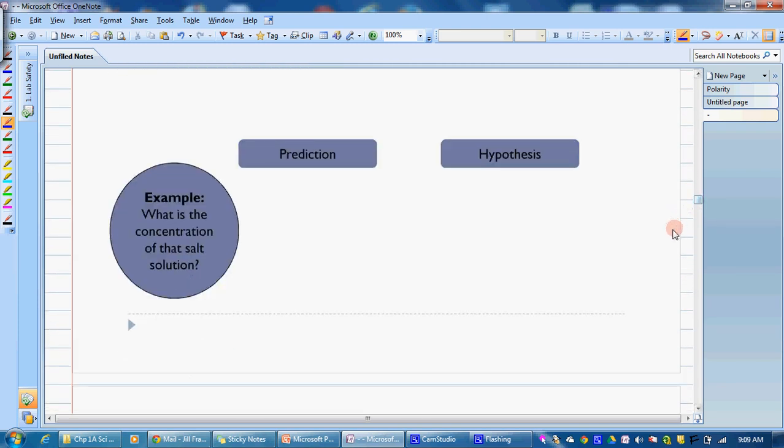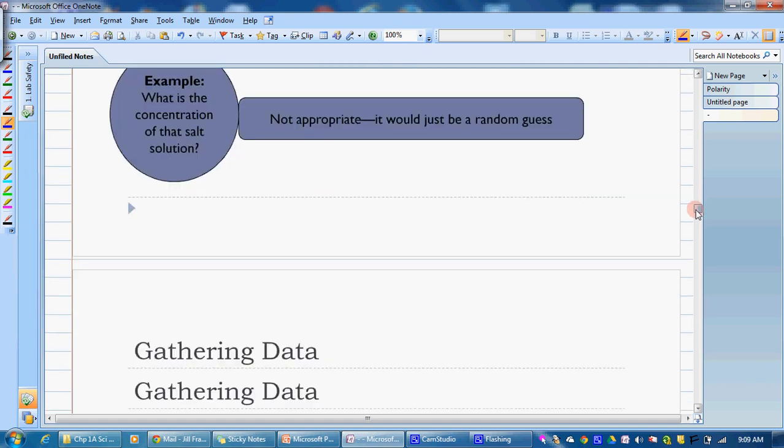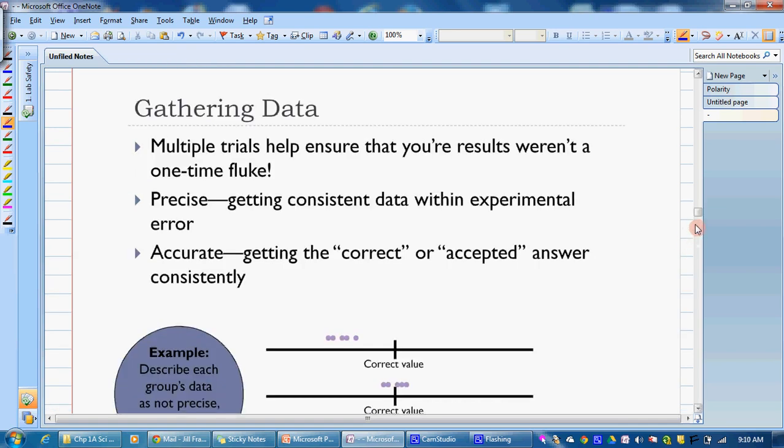Okay. So what is the concentration of that salt solution? We're going back to that. This again was one where we're just determining a quantity or a numerical value. We cannot write a hypothesis for that. So remember, anytime you do an experiment where you're figuring out just numerical data, you're not going to have a hypothesis or an independent or dependent variable.